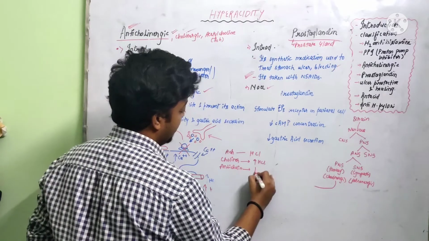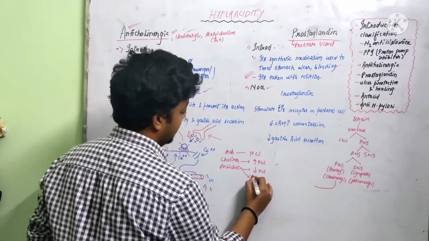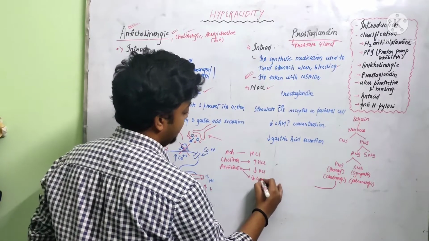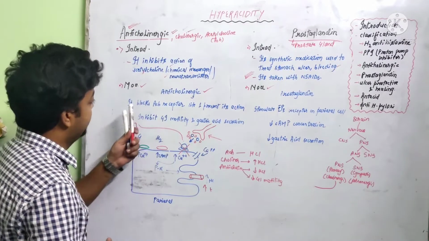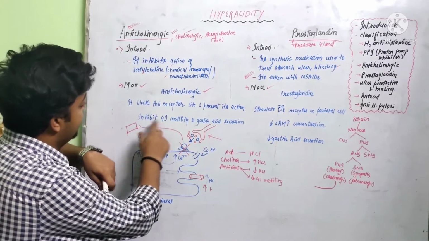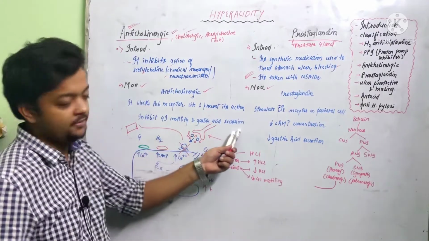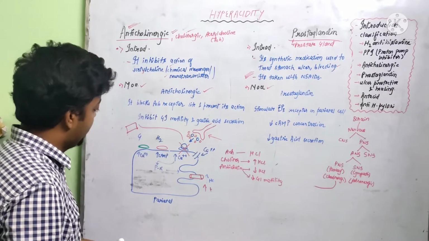And this will cause a decrease in the HCl, and this drug also decreases the gastrointestinal motility, right? So they bind with the acetylcholine receptors, okay, like here, and they cause the inhibition of the GI motility and the gastric acid secretion. That is clear, okay? That's all about the mechanism of the anticholinergic drugs.